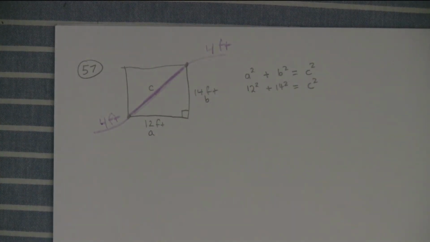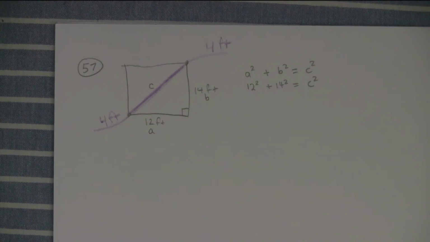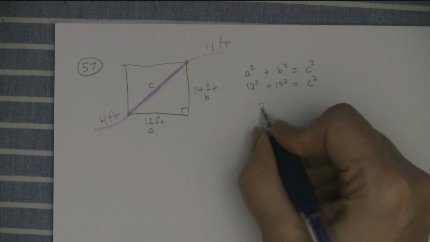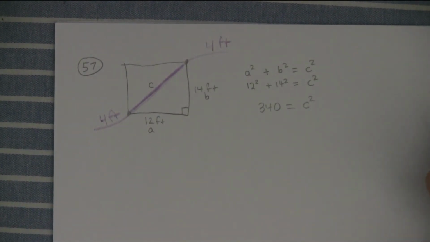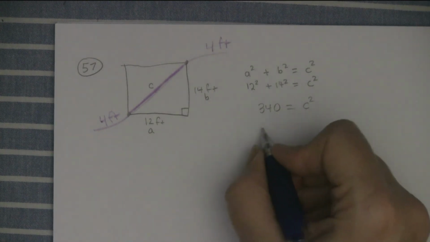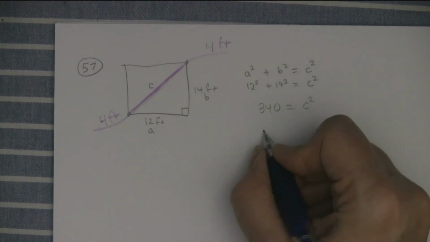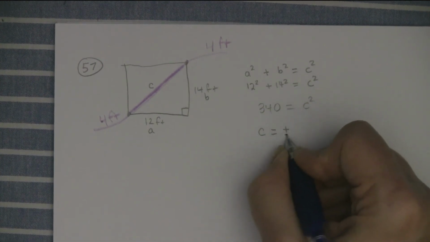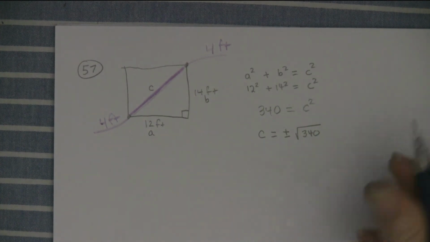So 12 squared plus 14 squared is 340 equals C squared. And then I could just take the square root of both sides. I have that property, right, that if I have a base squared equals a number, then this base equals plus or minus the square root of that number. You guys remember that, the square root property?